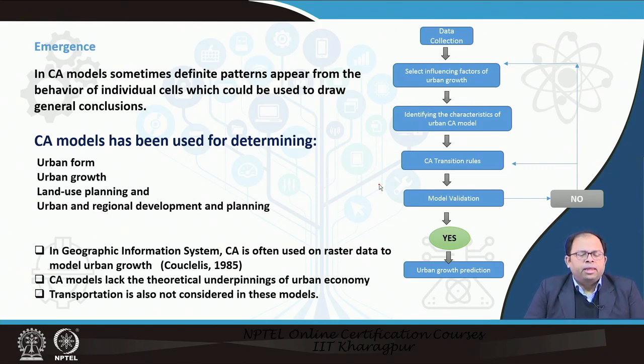particular urban area. So CA models have been used for determining urban form, urban growth, land use planning, and also urban and regional development and planning. So these are the different areas where CA models are used. And in geographical information systems, the CA model is often used on raster data to model urban growth.